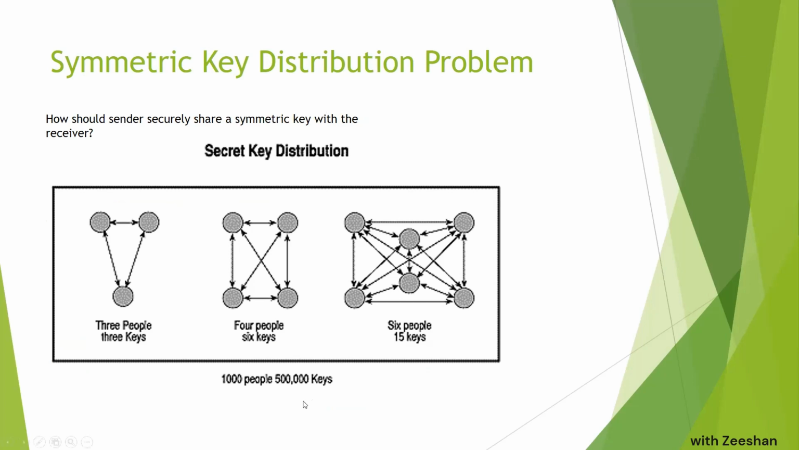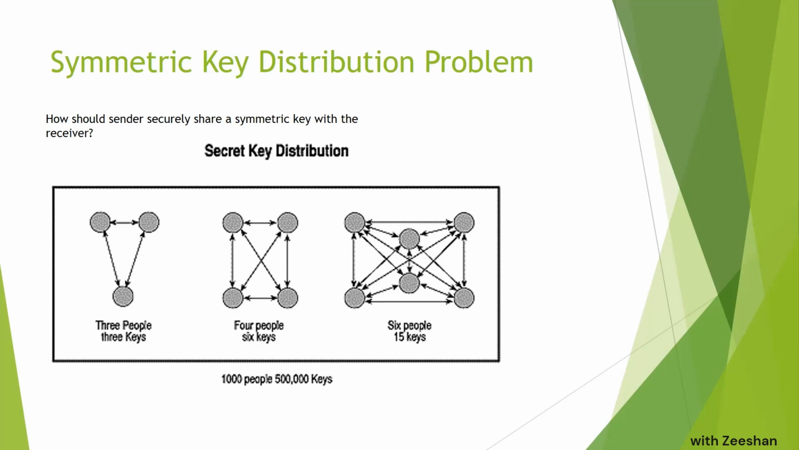If you have 3 people, 3 keys are required. If you have 4 people available, you need 6 keys, and if you have 6 people available, you need 15 keys. So to communicate, let's say I want to communicate with you, but I don't want anyone to know the information. So for 1,000 people, 5,000 keys are required. So how are you going to remember which key belongs to what? You will be searching for the keys all day.